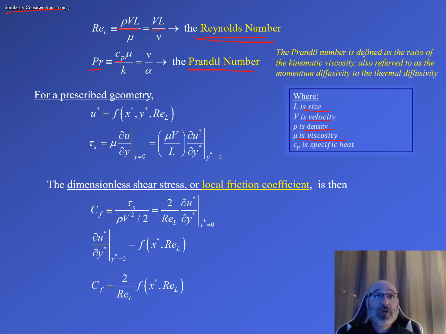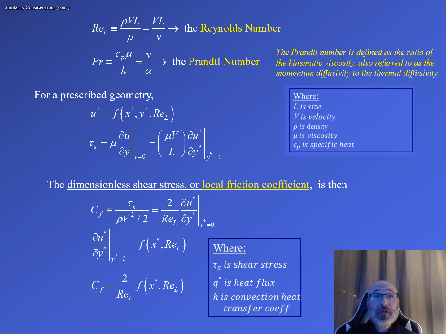Now, we can do the same thing for our Prandtl number right here. We can see the ratio here is our Cp times our mu over k, where Cp is the specific heat, our mu is our viscosity again, and our k is our thermal conductivity. So we can reduce this down, and the Prandtl number is going to be defined as the ratio of our kinematic viscosity, also referred to as our momentum diffusivity, and our thermal diffusivity.